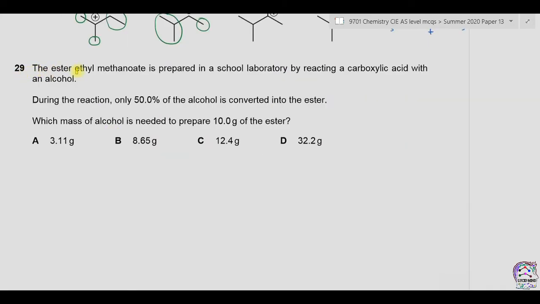Question 29. The ester ethyl methanoate is prepared in the laboratory by reacting a carboxylic acid with an alcohol. During the reaction, only 50% of the alcohol is converted into the ester. Which mass of alcohol is needed to prepare 10 grams of the ester? As the name of the product says ethyl methanoate, so it means it is made from ethanol and methanoic acid.